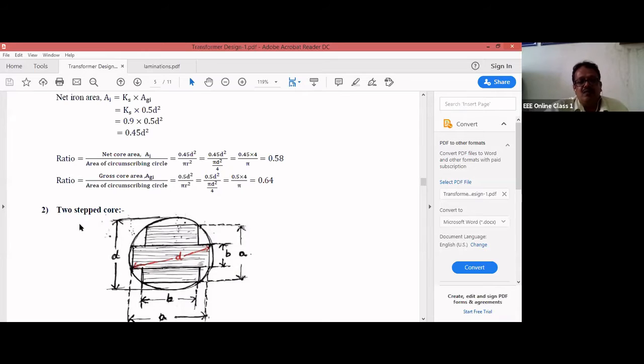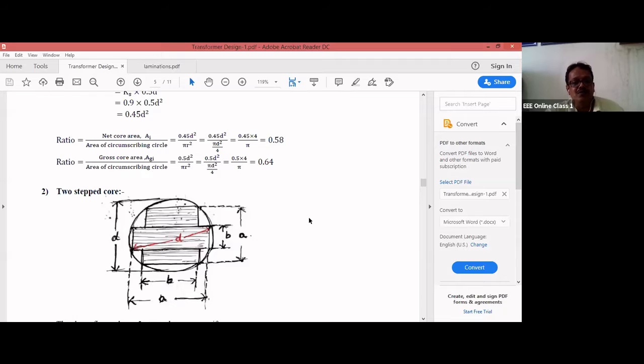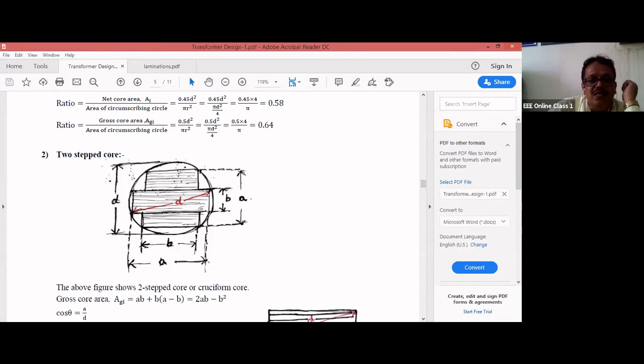Likewise, you have the two-stepped core, also called a cruciform core. If you see here, this is one step, and this is another step. That is why it is called a two-stepped core.